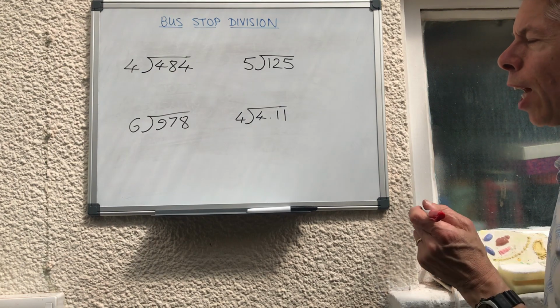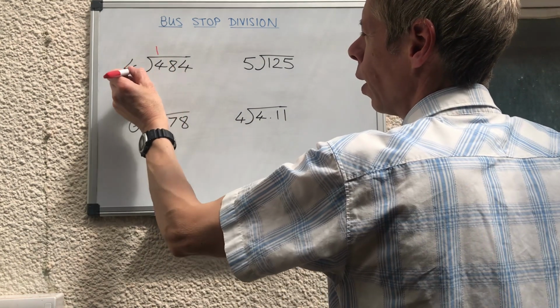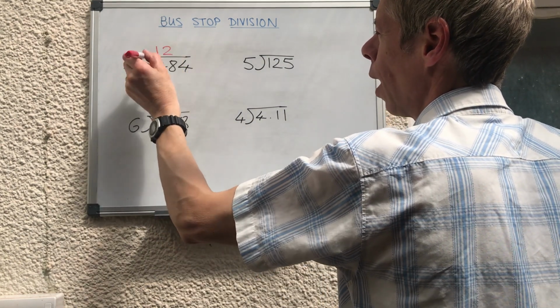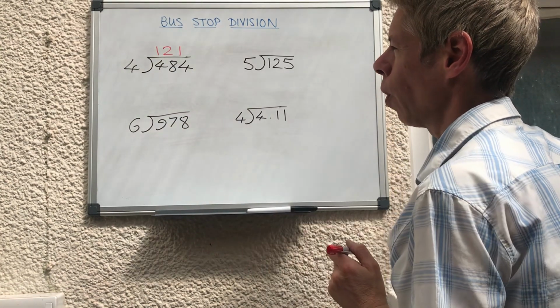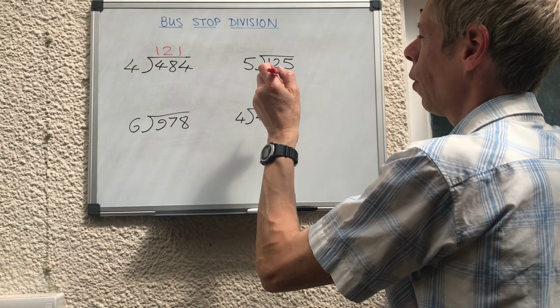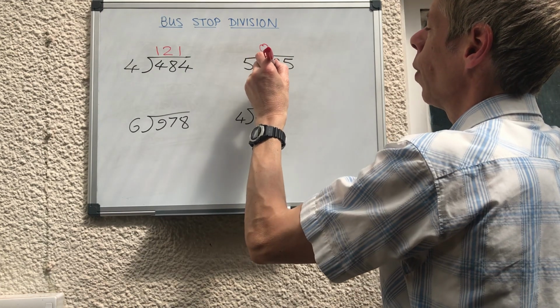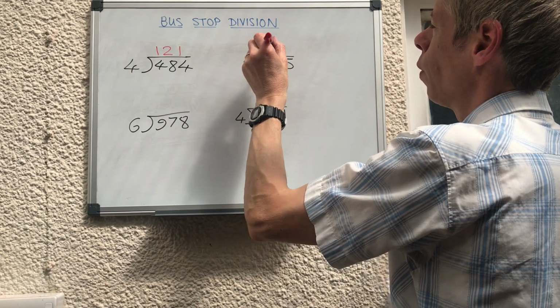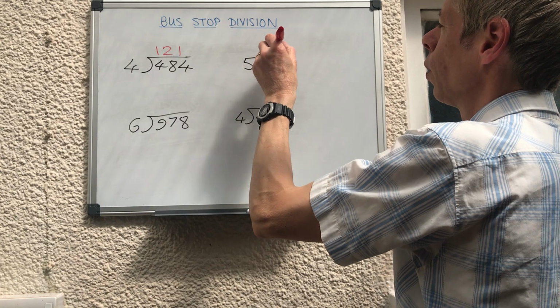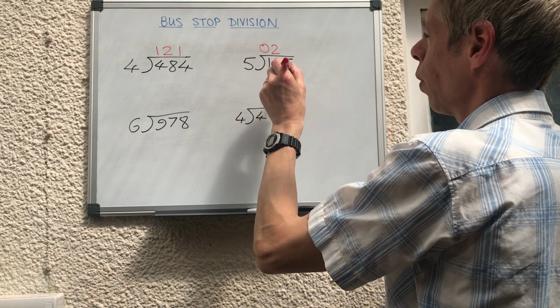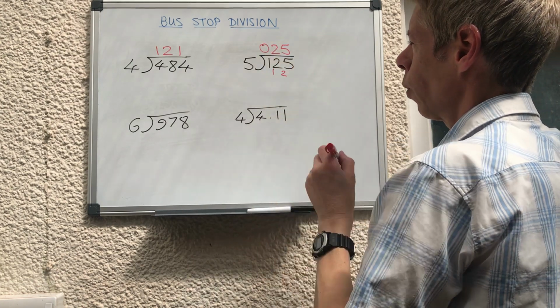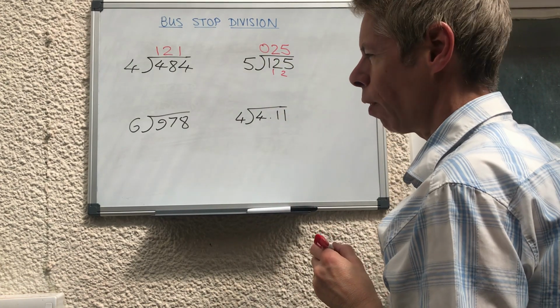So question 1, how many 4s in 4? 1. How many 4s in 8? 2. How many 4s in 4? 1. So the answer to that, nice and simple, 121. Next question, how many 5s in 1 is 0, remainder 1. How many 5s in 12 would be 2, in 10, remainder 2. How many 5s in 25 would be 5? So the answer to question 2 is 25.